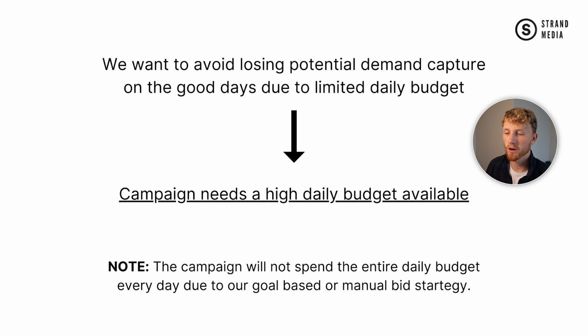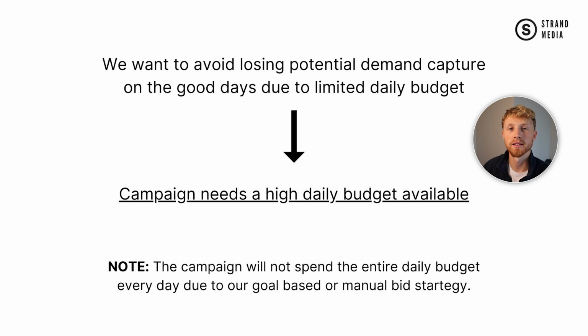On some days, there's going to be more demand for what you're offering, so your product or service. But if you don't have a high enough daily budget to allow Facebook to spend all the money that they need to capture all of that demand, then essentially you're going to lose out on some potential demand capture or some potential results. So you need to have a high daily budget available in order to take advantage of the good days when you see those spikes. Okay?